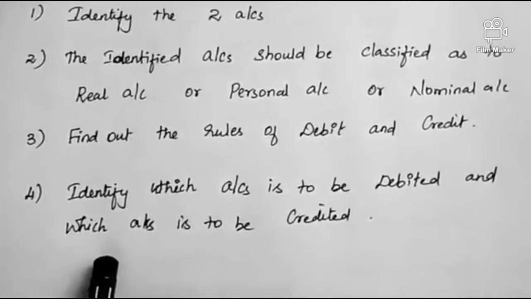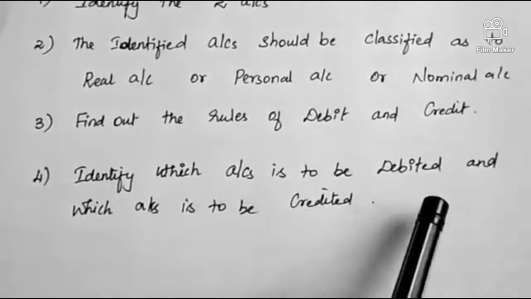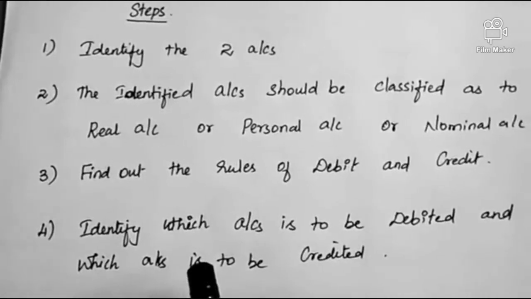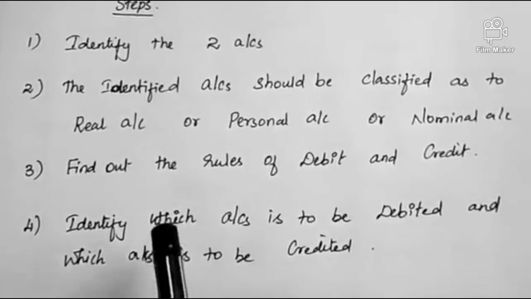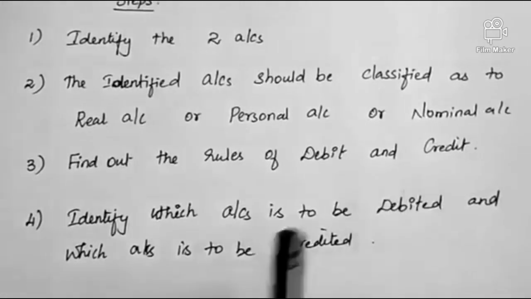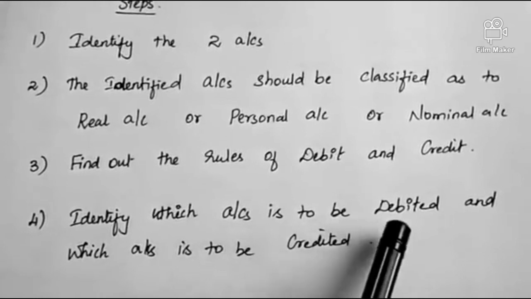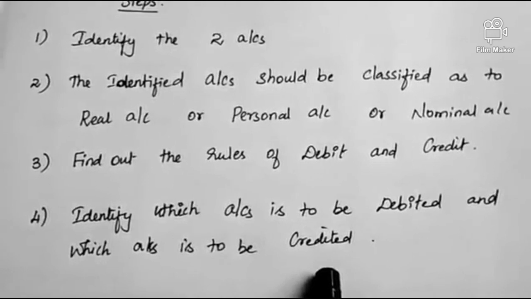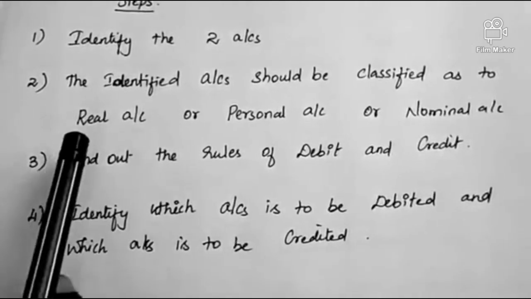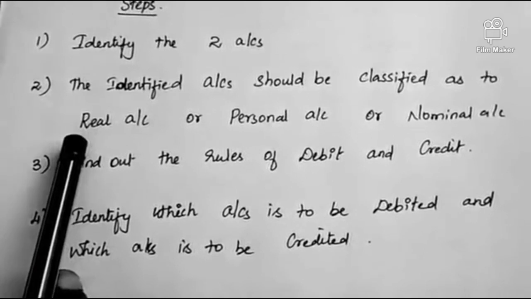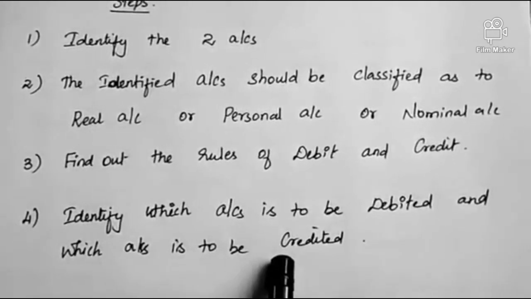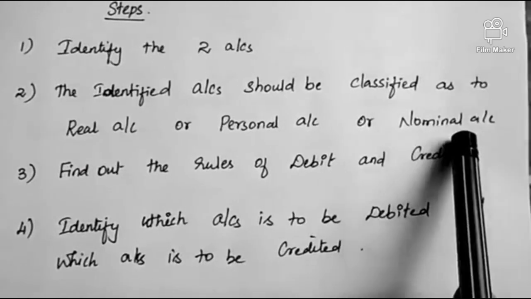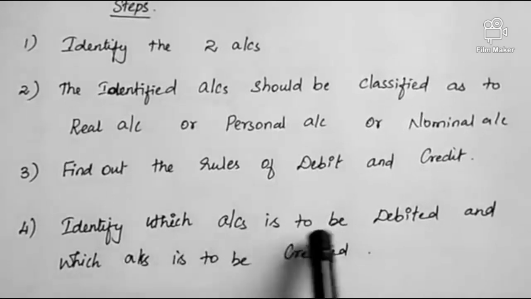The fourth and last step is to identify which account is to be debited and which account is to be credited. I told you in this particular transaction 2 accounts are there, salary account and cash account. After finding the rules of debit and credit, finally you need to identify which account is to be debited and which is to be credited: salary account is to be debited and cash is to be credited. Why? Because when you pay salary, cash goes out. According to the real account rule, debit what comes in, credit what goes out. When you pay salary, cash goes out, so cash should be credited. Salary is an expense, and the nominal account rule is debit all expenses, so salary should be debited.